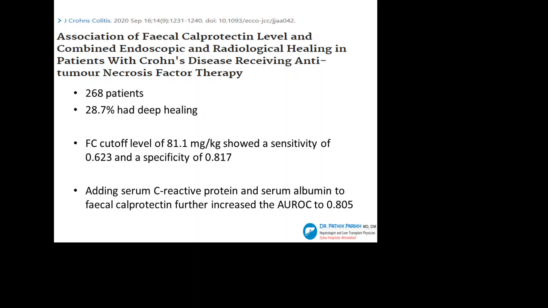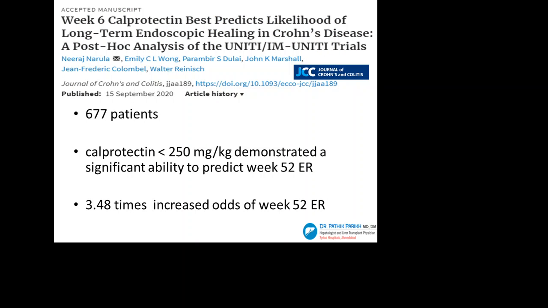In the recent literature, where we have seen in patients with Crohn's disease, 268 patients were included, out of which nearly more than one-fourth had a complete mucosal healing, where they used a cutoff of 81, which showed a sensitivity of 0.6 and specificity of 0.81. But when we added the serum CRP and serum albumin, the AUROC increased to 0.82.